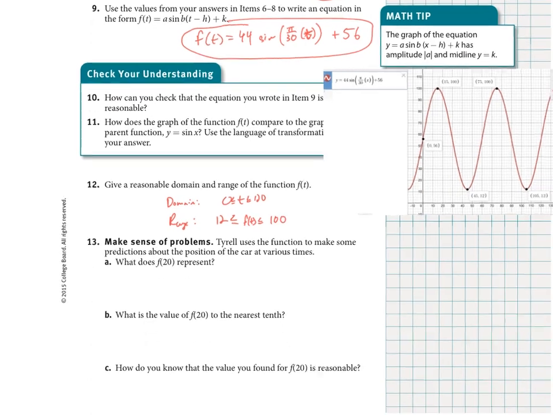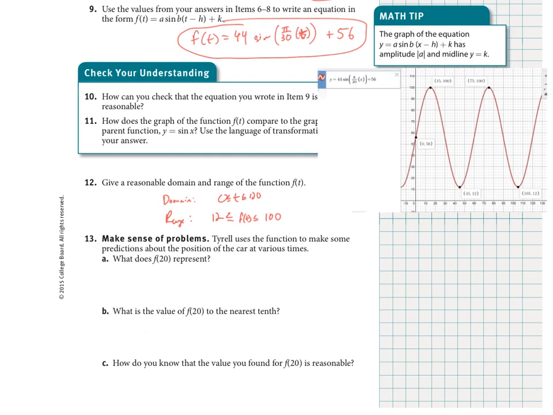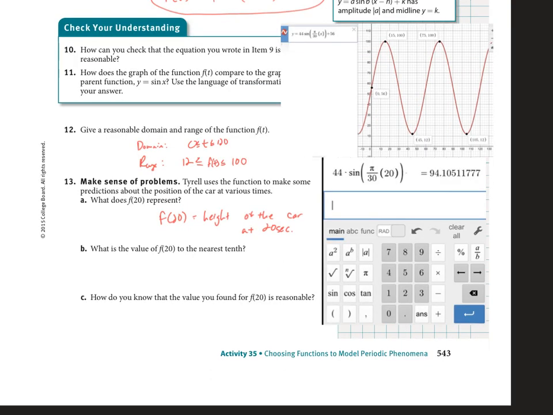So again, what's cool is we can now have a function, so we can actually plug values in using the calculator to find out what is f of 20. So first of all, f of 20 is the height of the car, right? The car on the Ferris wheel, height of the car at 20 seconds. And we're going to go ahead and just type that into our calculator here real quick, and I'll show you what that answer was to the nearest tenth.